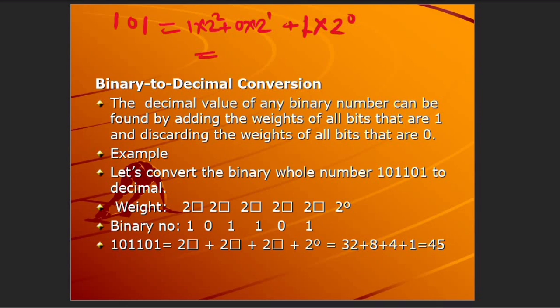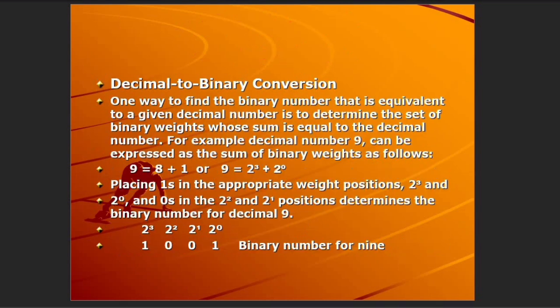Then it will be equal to 1 plus 0 plus 4. So this is equivalent to 5 in the decimal number system. Like this, we can convert any binary number to a decimal number. Next, decimal to binary conversion.